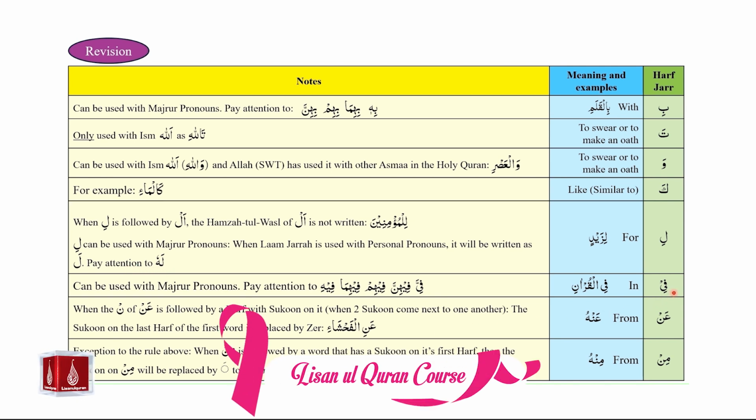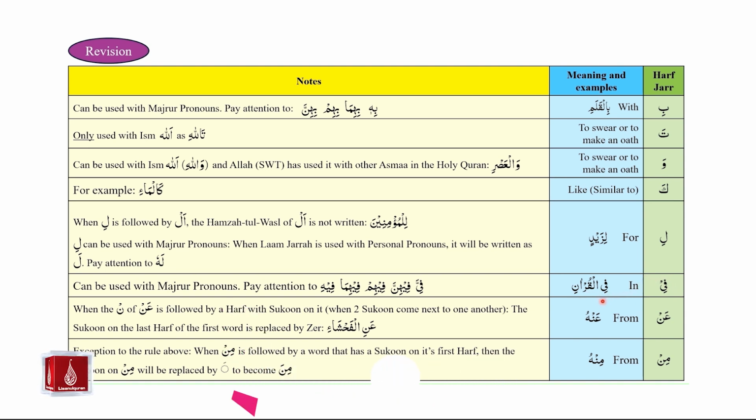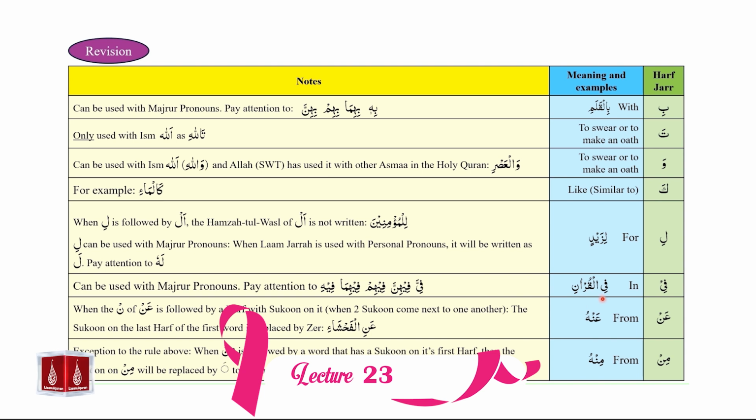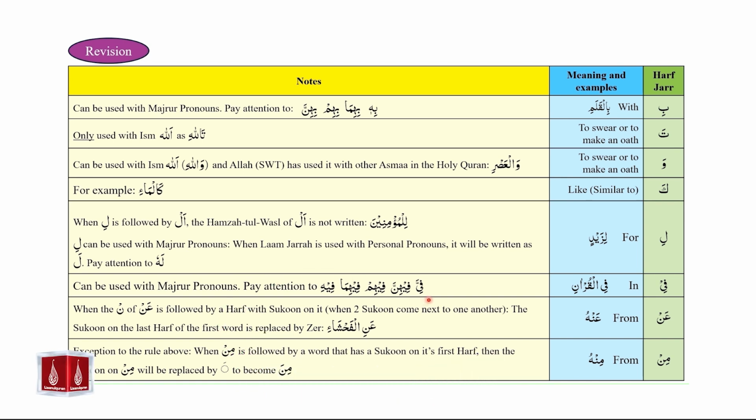Next we have fi. Fi means in, such as fil Qur'ani, that is in the Quran. Fi can also be used with majroor pronouns. We need to pay special attention to the way we read and write fiya, fihinna, fihim, fihima, fihi.